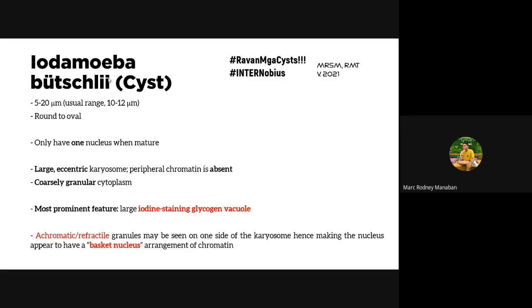Again, large iodine staining glycogen vacuole. That's all for Iodamoeba buetschlii. Okay? So of course, buetschlii, iyahang translation is actually a basket, no? So nasa pangalan na Iodamoeba, iodine staining glycogen vacuole, buetschlii basket. Ayan. So basket nucleus, iodine staining glycogen vacuole, all characteristics of Iodamoeba buetschlii.